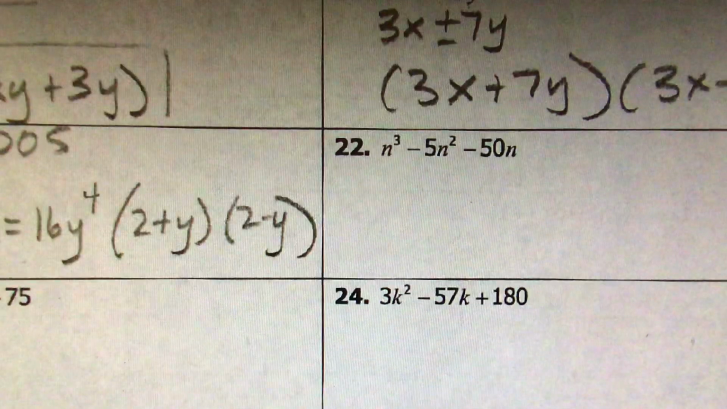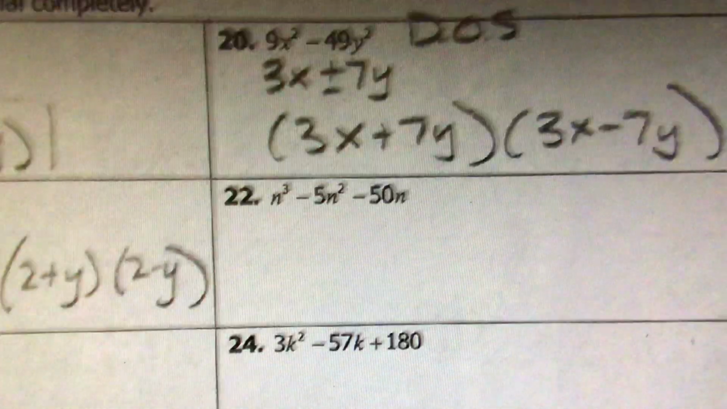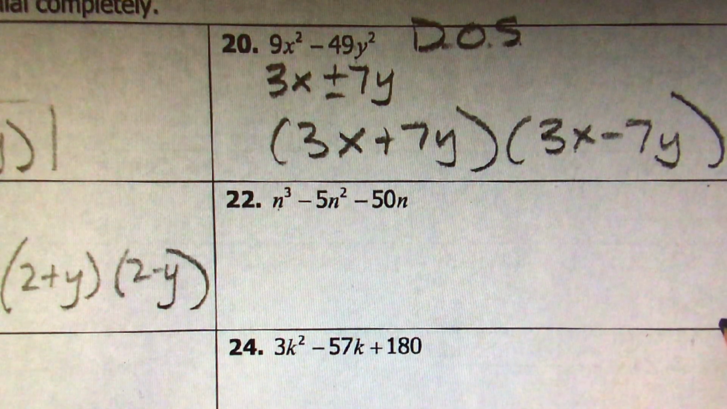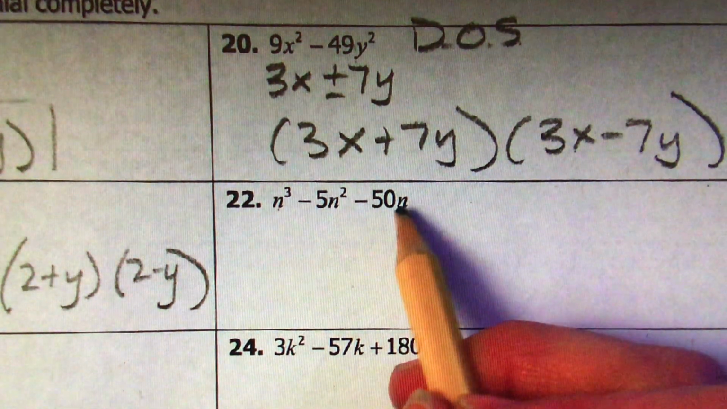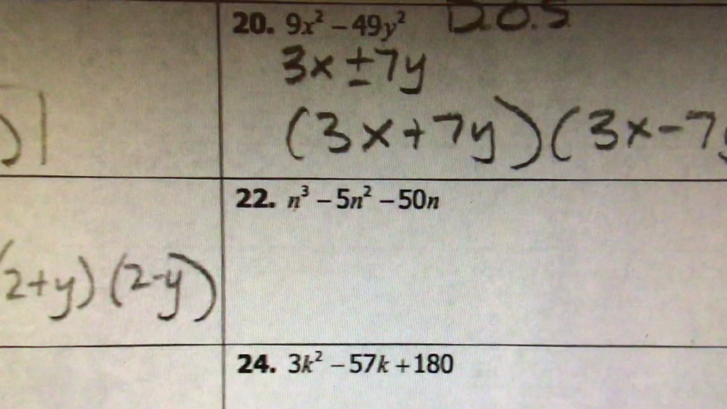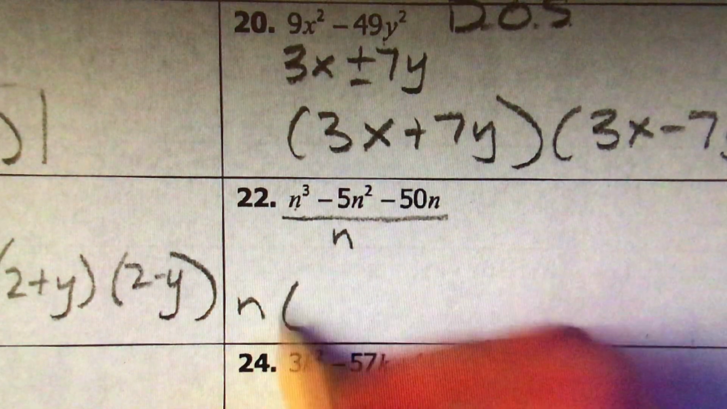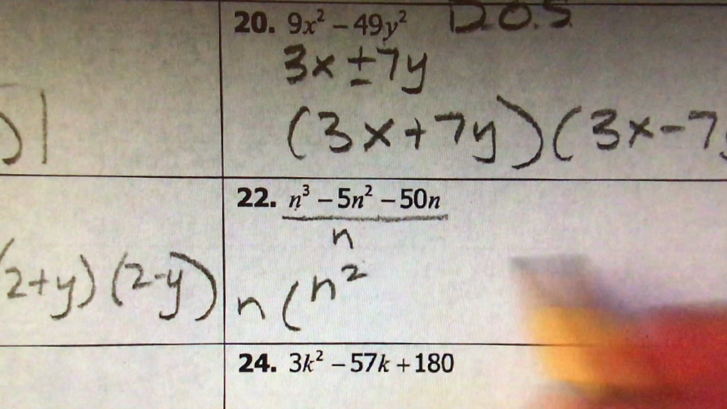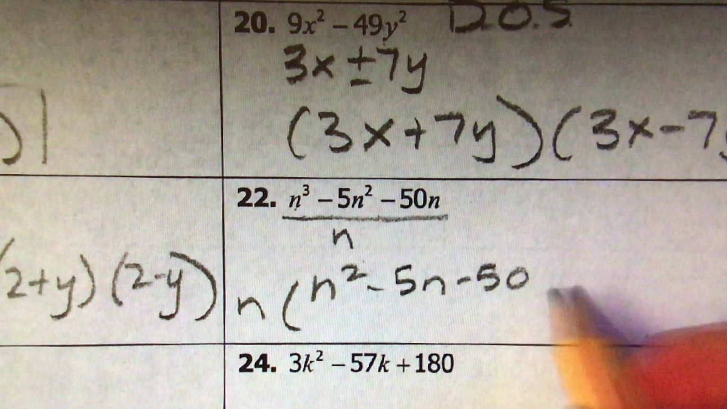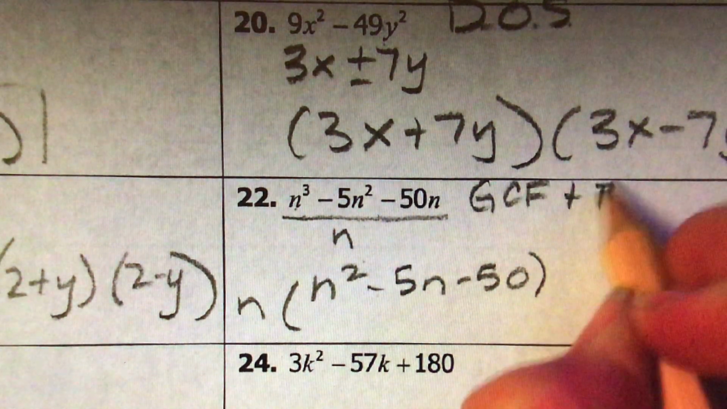Number 22. Okay, we have a standard trinomial here. We don't have any coefficient, but I think that I can actually get a greatest common factor here. Every term here has an n. Oh, that's kind of cool. So maybe I can get n out of here. Let's extract our n's. What do I have left here? I have n squared minus 5n minus 50.